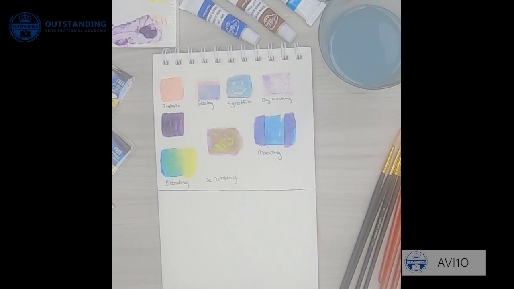So now we're going to go over surrealist painting and some techniques and just important things you can keep in mind.